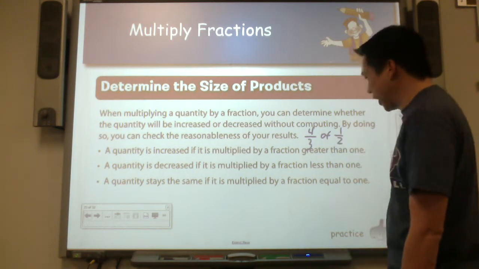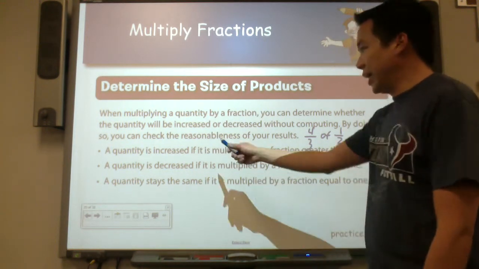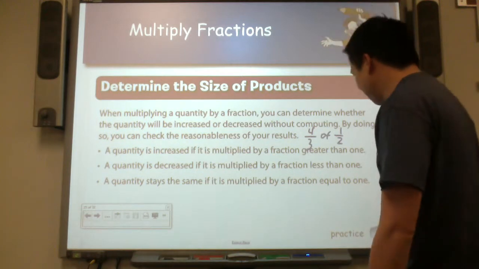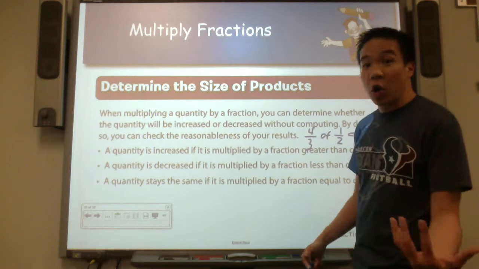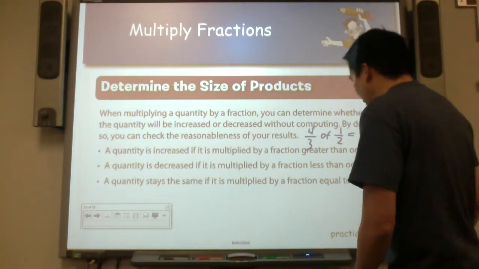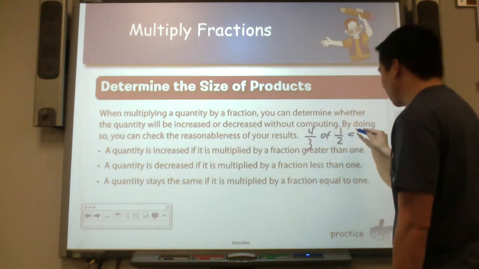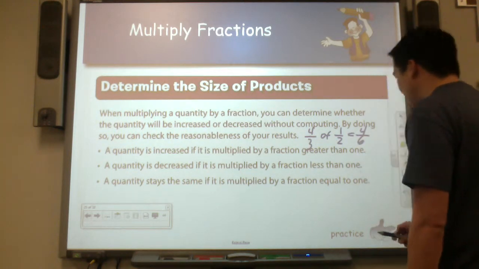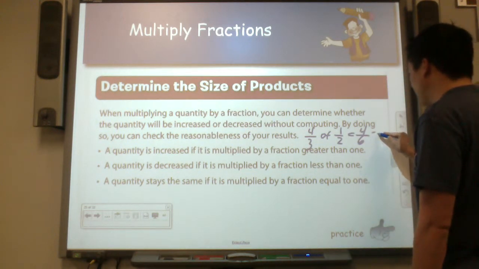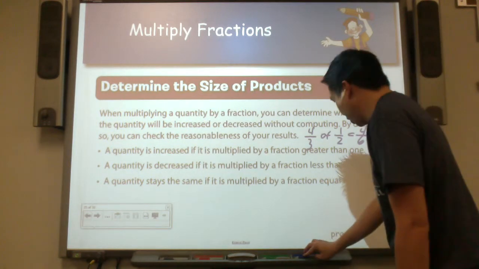Will your answer get greater? Will it increase, decrease, or stay the same? So, 4/3 is more than 1 whole. It's like 1 1/3. But let's multiply it. So 4 times 1 is 4. 3 times 2 is 6. So, it simplifies to 2/3.